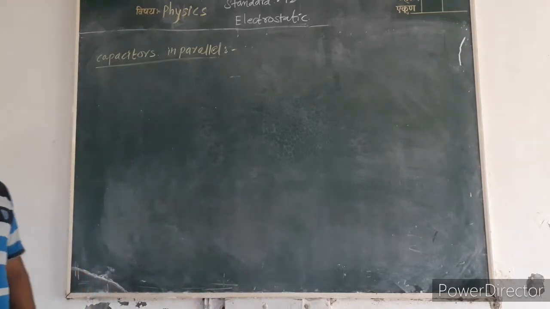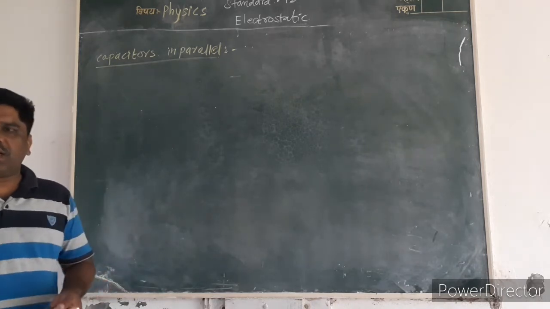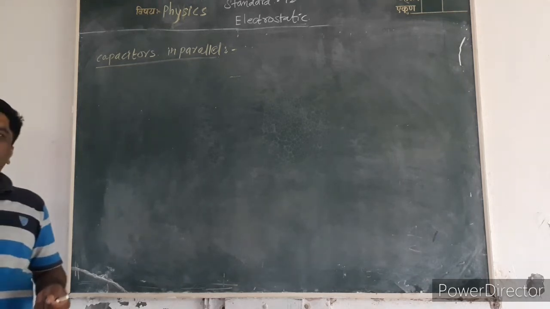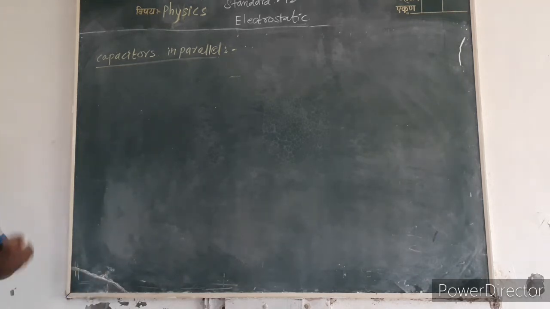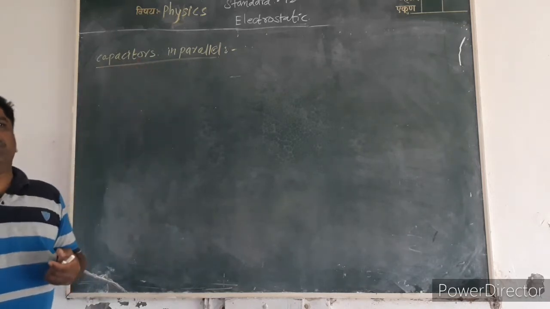अगोदरच्या लेक्चर मध्ये आपण पाहिलं की इफ द नंबर ऑफ capacitors are connected in series, then the resultant or equivalent capacity decreases. Then we study the capacitor in series.